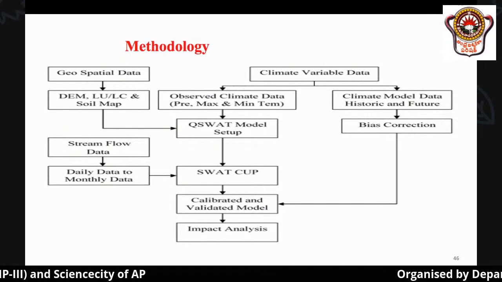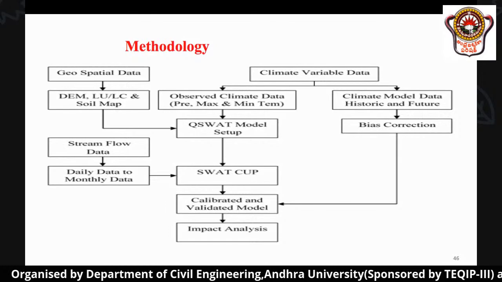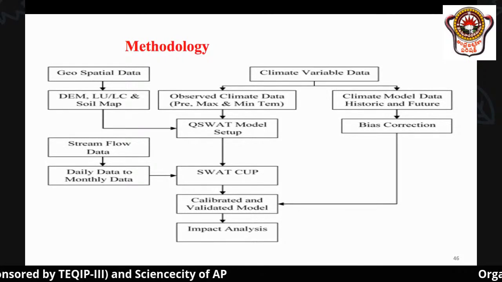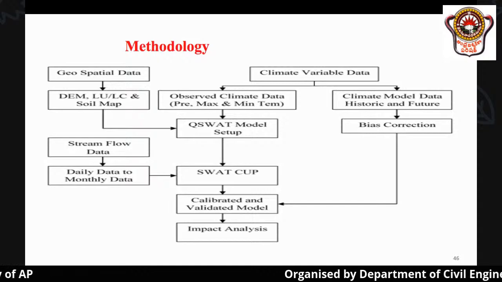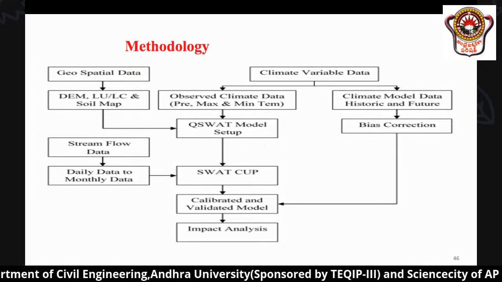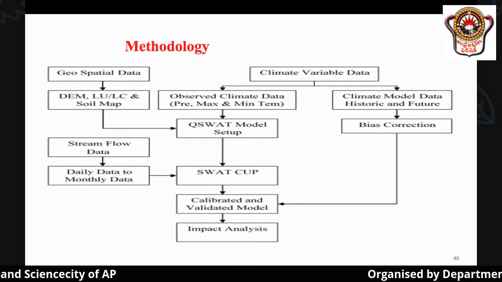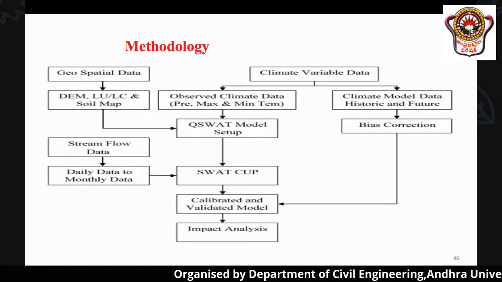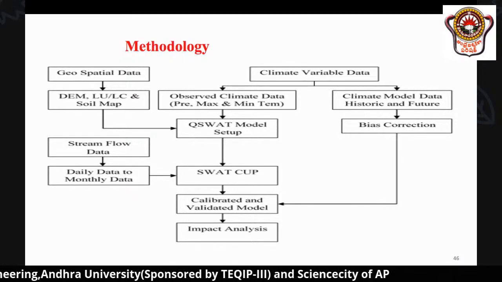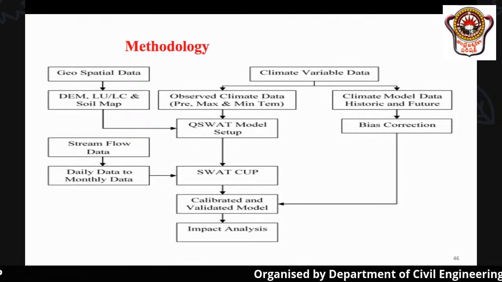These are steps already explained to you previously, and they are now available in the form of a flow chart. Here we have the geospatial data sets available, like the DEM, LULC, and soil map, and climate data sets from models and observed climate data. We do bias correction of the data sets and then use them. First of all, we set up a QSWAT model and provide all these data sets as inputs. The model uses these input data sets and runs. First, as said, we have to do the calibration.